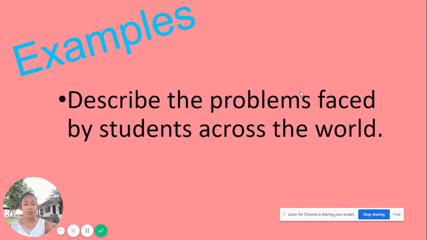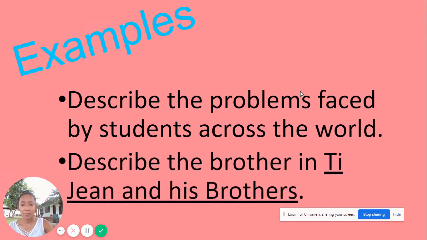Here's an example. It says, describe the problems faced by students across the world. So in this case, it's not a person, right? You're describing, that means you're providing characteristics of these problems that the students face across the globe. Here's another example. It says, describe the brothers in Tijan and his brothers. So you're probably going to describe Mijan, Tijan, and Grosjean. And when you describe them, you will not only describe their physical aspect, but also their personality, right?